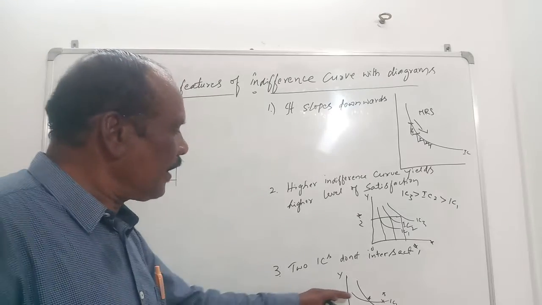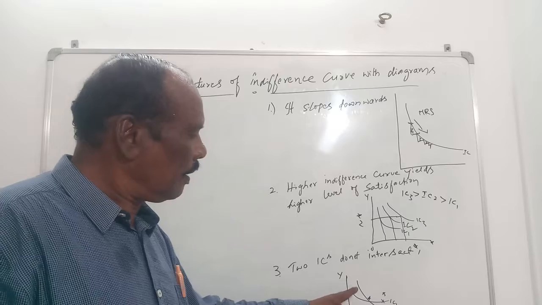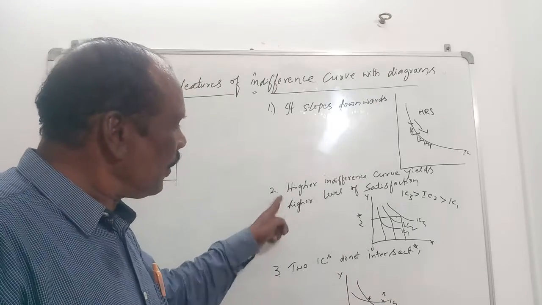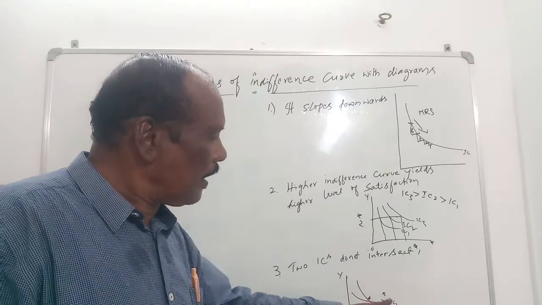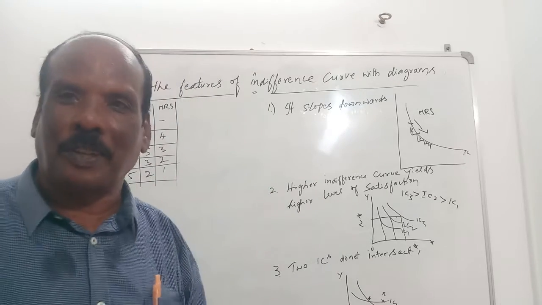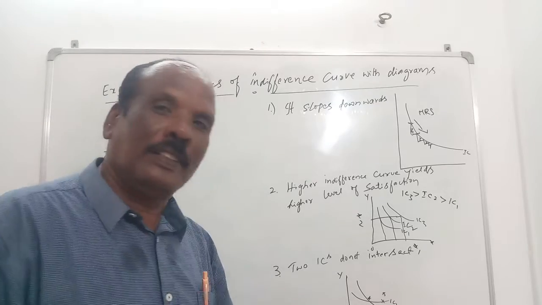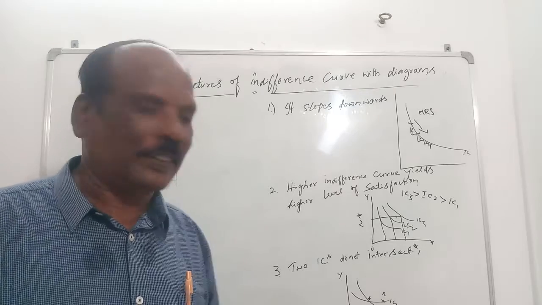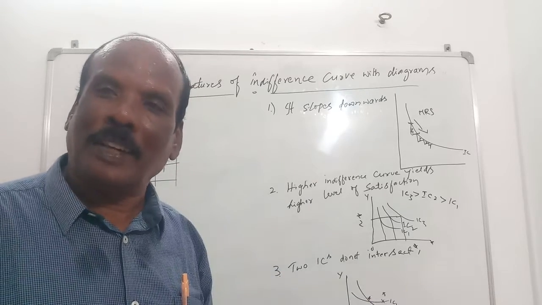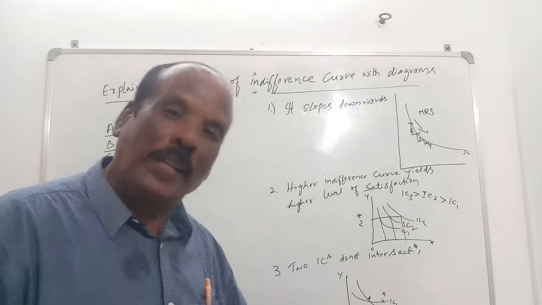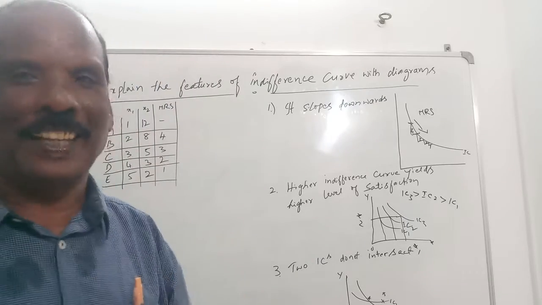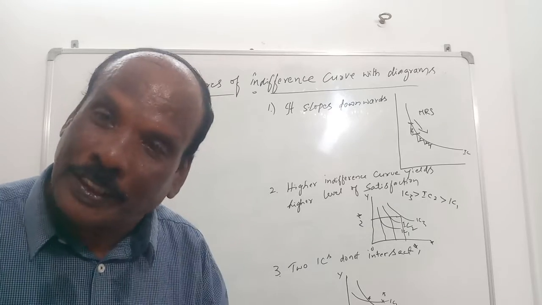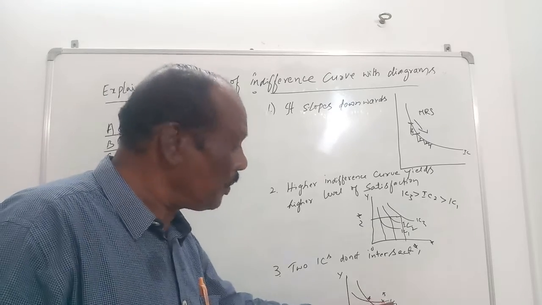Let us see, here there are two indifference curves, IC1, IC2. According to this feature, IC2 is the higher indifference curve and IC1 yields the least satisfaction. IC2 yields the higher level of satisfaction. IC1 yields lesser satisfaction. So a rational consumer, he chooses a combination on IC2.